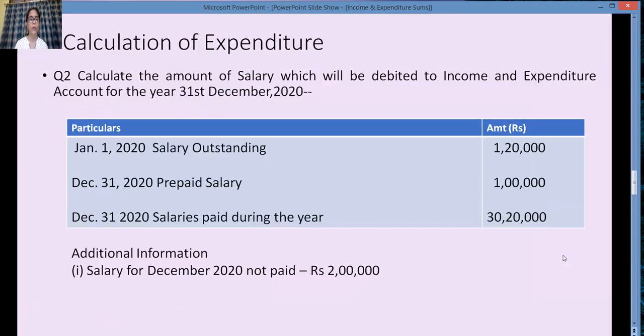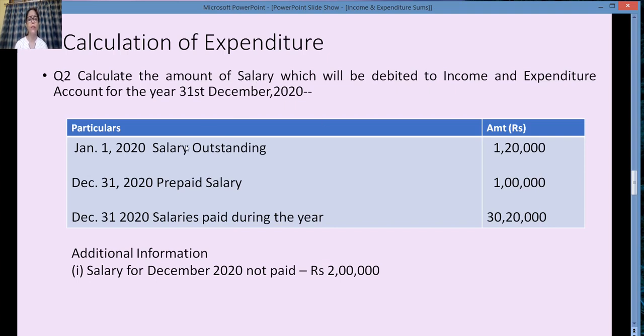Next, our topic of discussion is expenditure. We have a sum to calculate the amount of salary which is debited. Salary is one of the important sources of expenditure in an organization. There can be others, it may be rent, it may be expenditure for stationery. These are different heads under which expenditure may come. I have just taken one example, salary. In a similar way we calculate it for the other expenses also.